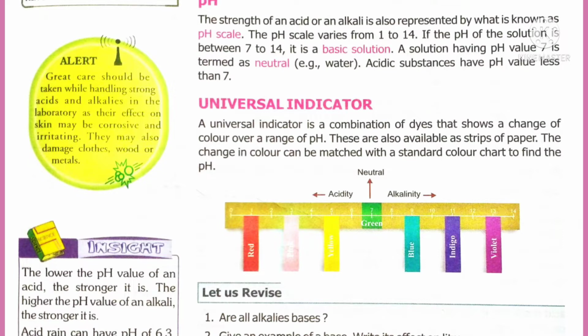The pH scale reading ranges from 1 to 14. If the reading shows 7, then such a solution is called neutral, which is green in color. If the reading shows below 7, that means 0 to 6, it indicates that the given solution is acid, that means acidity. Above 7, if the reading shows between 8 to 14, then such solutions are alkali.